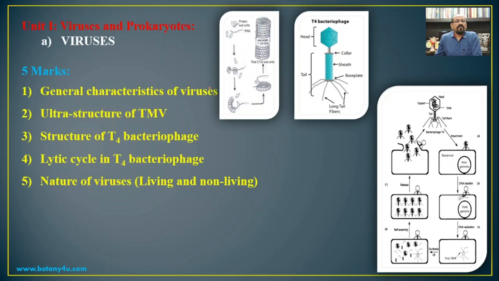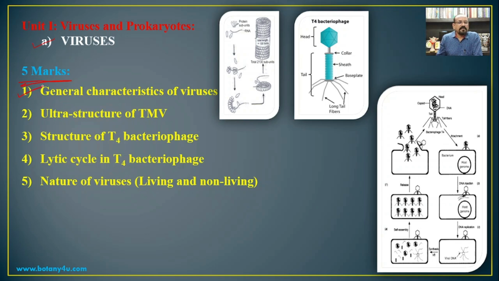In the first unit, that is viruses and prokaryotes, the first topic is virus. As we have seen earlier in the question paper, there are 3 different types of questions: 5 mark questions, 2.5 mark questions, and 1 mark questions. So first of all, in the viruses, we will see the 5 mark questions. These are the different questions which were already asked in earlier university examinations.